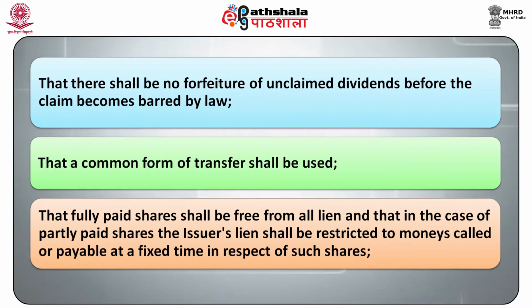Let us now study the valid articles of association. Rule 19(2)(a) of the Securities Contract Regulation Rules 1957 requires that the articles of association of the issuer wanting to list its securities must contain provisions before listing of shares. First, that there shall be no forfeiture of unclaimed dividends before the claim becomes barred by law. Second, that a common form of transfer shall be used. Third, that fully paid shares shall be free from all lien, and that in the case of partly paid shares, the issuer's lien shall be restricted to monies called or payable at a fixed time in respect of such shares.